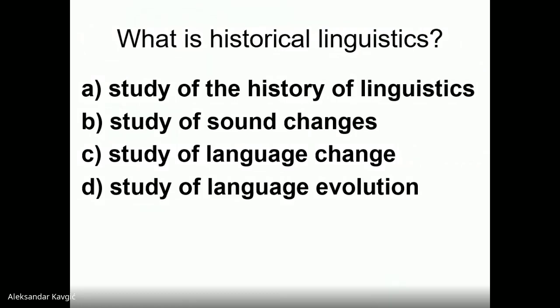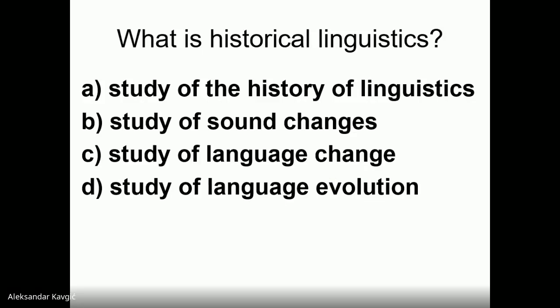So there are like 5 questions that theoretically you can get in the written exam. One of the first questions could be, what is historical linguistics? Out of these possibilities, if somebody wants to give it a shot, unmute yourselves and say whether it's A, B, C, or D. A is study of the history of linguistics, B is study of sound change, C is study of language change, D is study of language evolution, if your screen is still frozen. So, any volunteers? Anybody? I'll go with D.